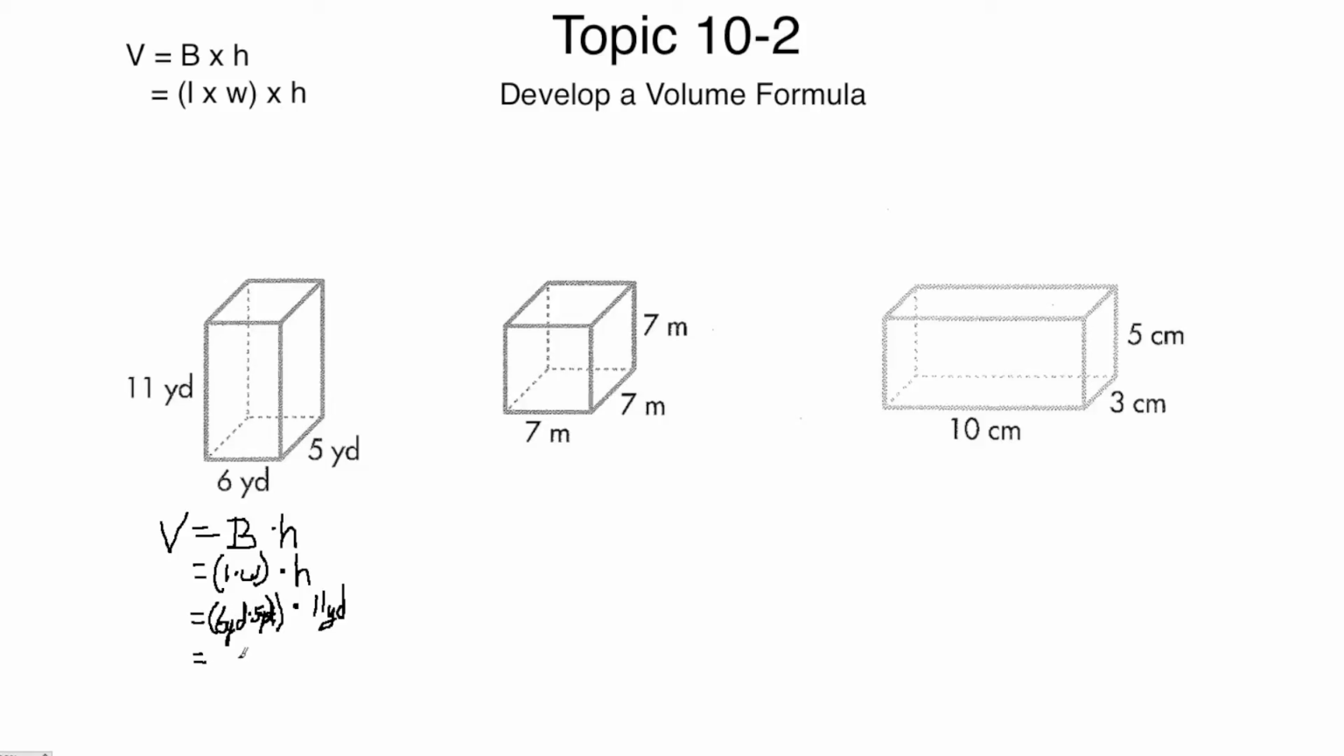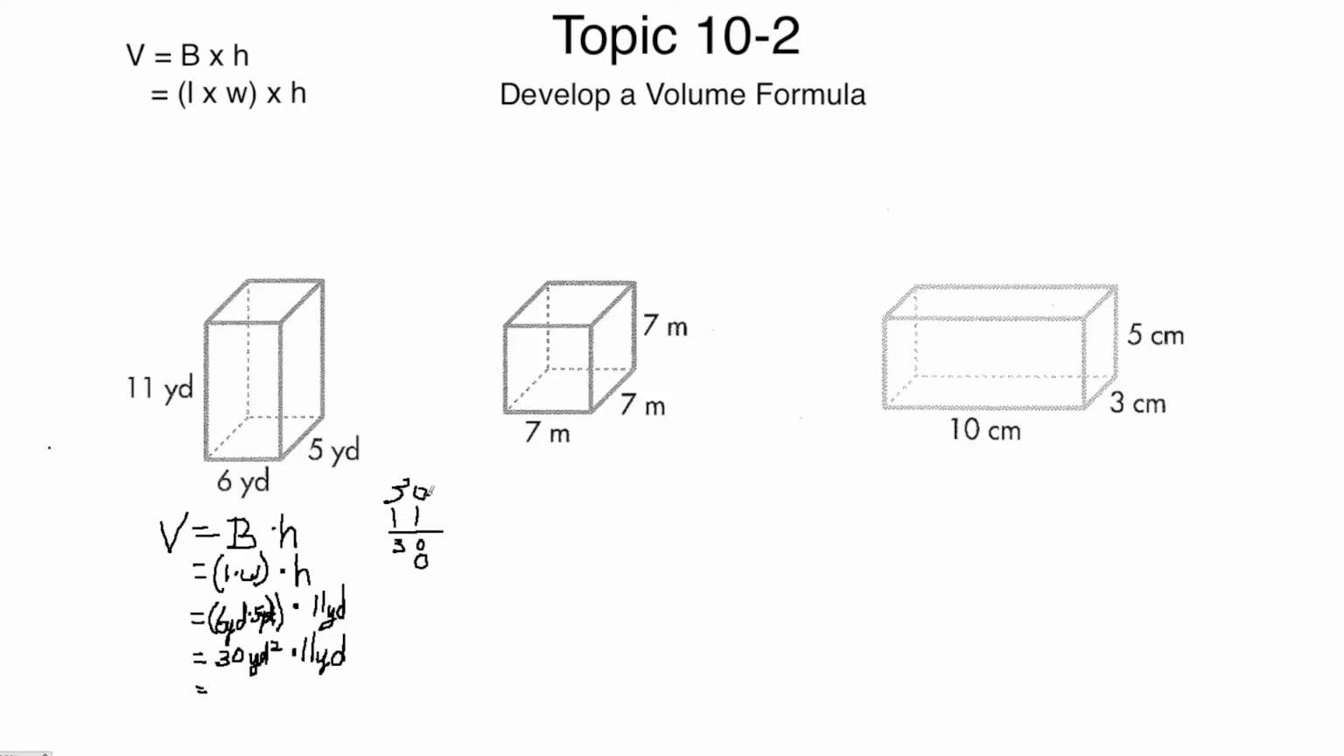So what's 6 times 5? 30. What's a yard times a yard? A yard squared. Because that's the area, the base area. Now we're going to multiply it by the third dimension, which is the height, which is 11 yards. So what is 30 times 11? Well, let's do a little workout here. 30 times 11 is 0, 3.